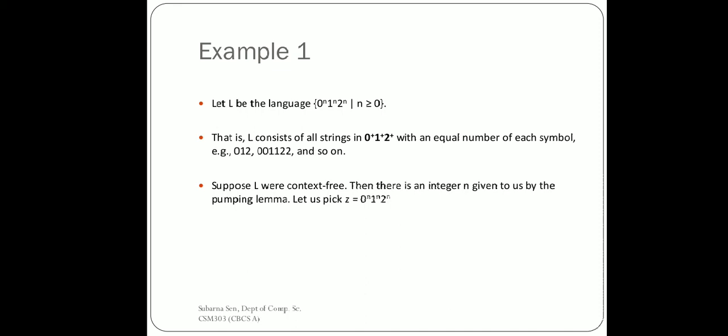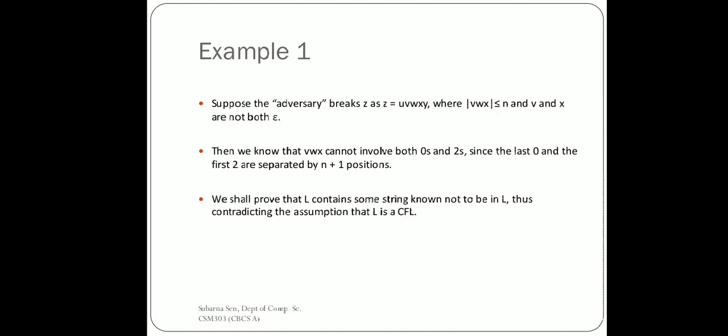So here the number of zeros, number of ones, and number of twos are always equal. You cannot keep more zeros, fewer ones, and more twos. This is not possible. So the choice of strings can be like this: 0 1 2, 0 0 1 1 2 2, or 0 0 0 1 1 1 2 2 2, and so on. It should always have an equal number of zeros, ones, and twos. Fine, so let us begin. How will we proceed? We have to break z, the string, into 5 parts: u, v, w, x, and y, as we have already seen.